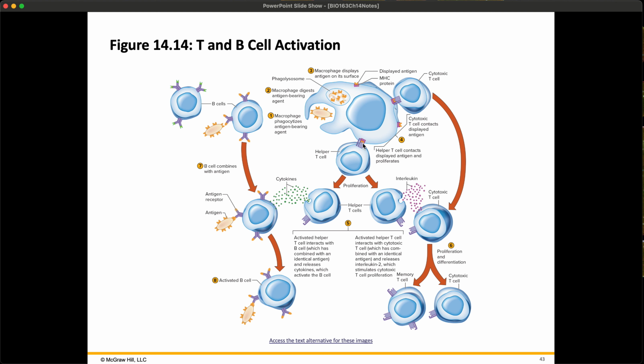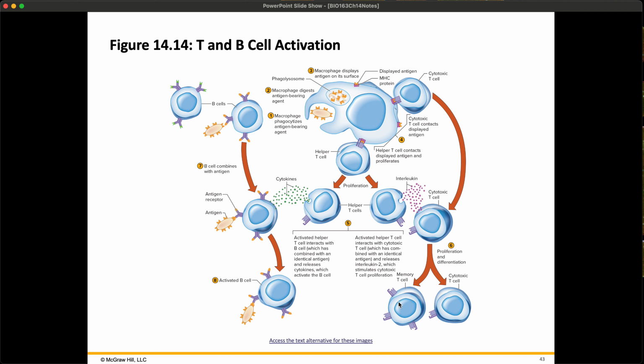You also have this helper T cell over here, allowing it to be activated as well. So cytotoxic T cells, helper T cells, both being activated. Let's start with the helper. The helper T cell is going to proliferate. It's going to start to divide and make more of itself. And then you can see it releases interleukin, which helps to further activate the cytotoxic T cell to become more of its cytotoxic self and to produce memory T cells for future responses.